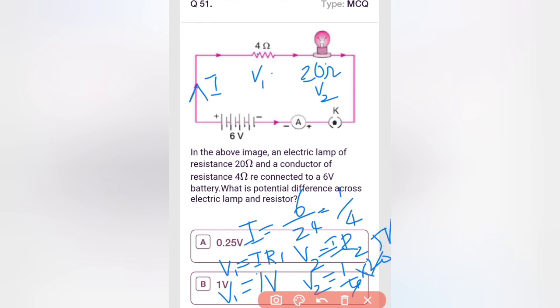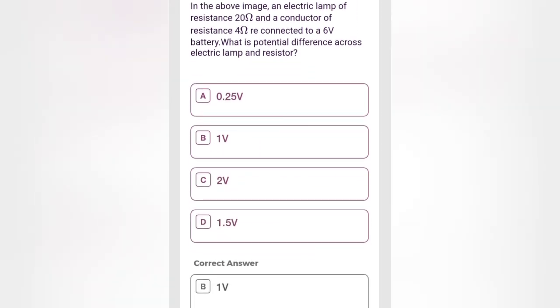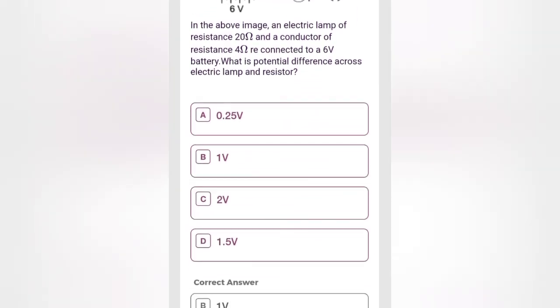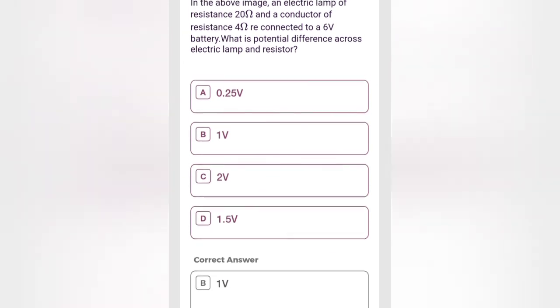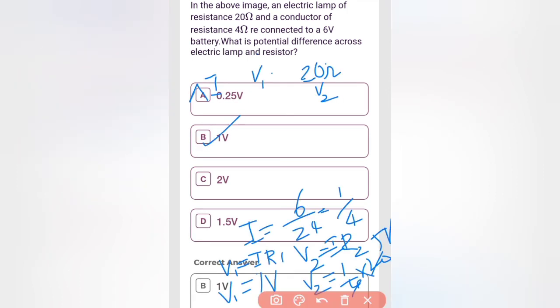They've asked you to find the potential difference across the electric lamp and resistor. The potential difference across the lamp is 5 volt and across the resistor it is 1 volt. Here the option 5 volt is not given. Actually it should have been given as 1 volt comma 5 volt. So option B is the correct answer.